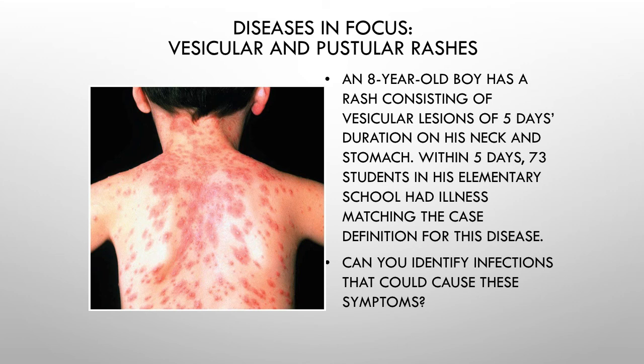Okay. So here, 8-year-old boy with a rash consisting of lesions, 5 days duration, spread in his school, illness matching for this. Well, one of the things I'd want to know is this kid been vaccinated for measles? If not, I would strongly suspect measles.